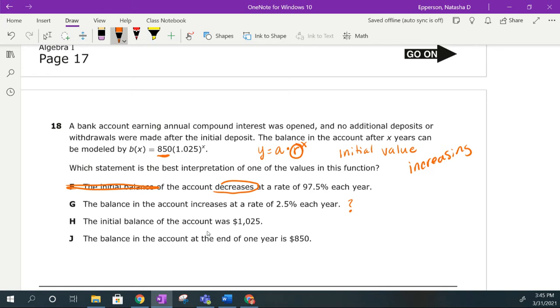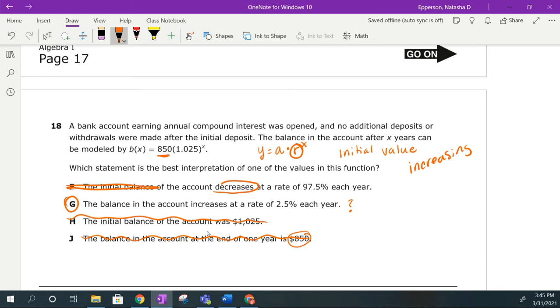H says the initial balance of the account is 1,025. Nope, the initial balance of the account was 850. The balance in the account at the end of 1 year is 850. That's incorrect. That is our initial amount. By elimination, it has to be G.